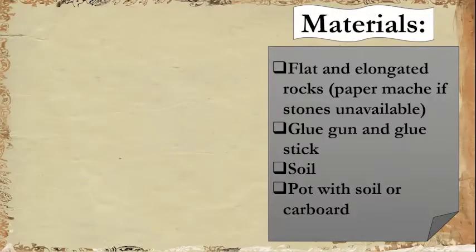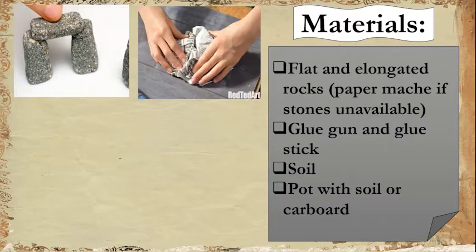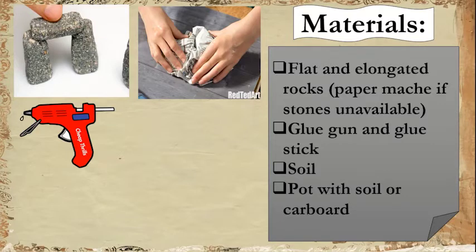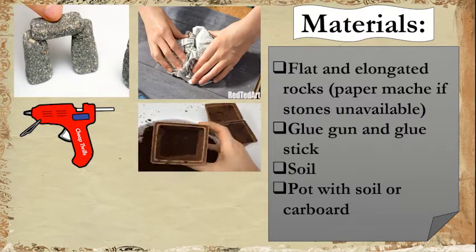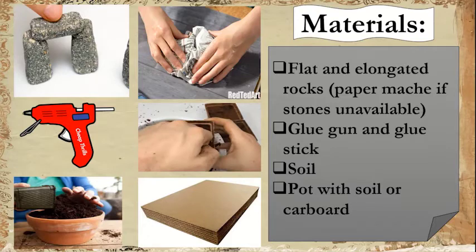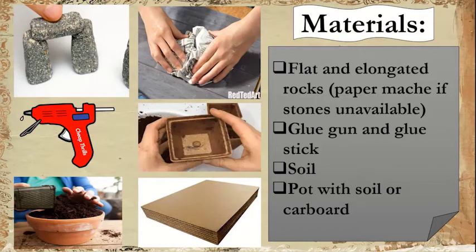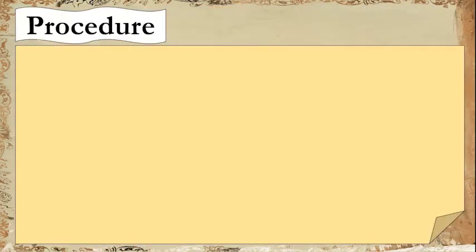Here are the materials that you may use for this activity. Flat and elongated rocks or papier-mâché if stones are unavailable, glue gun and glue stick, soil with pot, cardboard. So here's how you should do your activity.